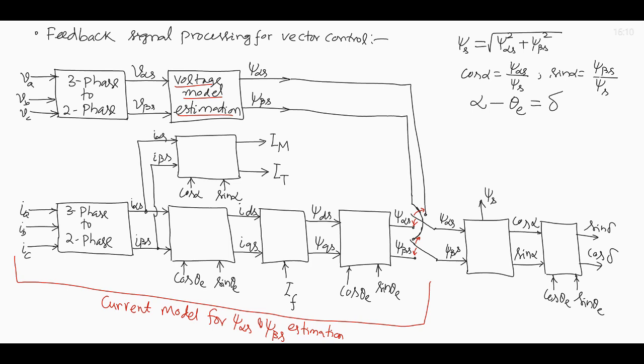So, what is this last block basically doing? It is generating delta by subtracting theta e from alpha.